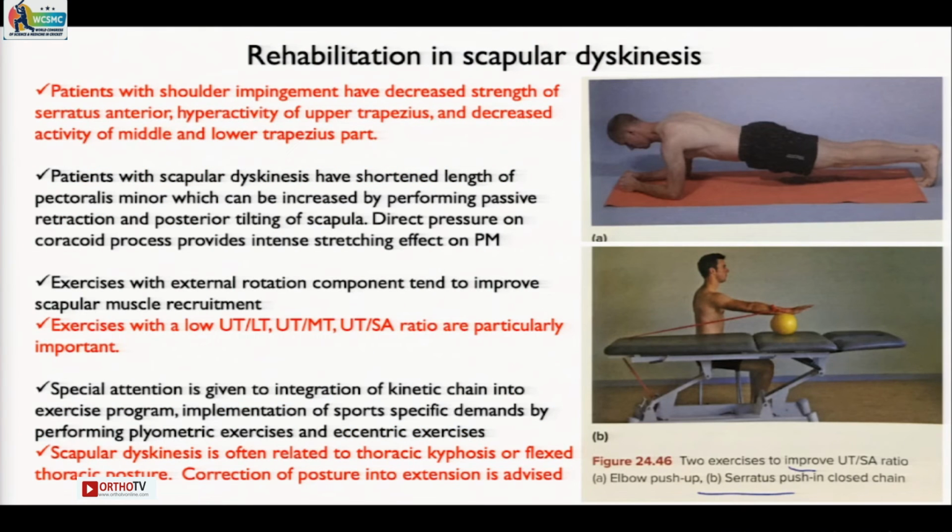In scapular dyskinesis, you should focus more on exercises of the lower trapezius as compared to the upper trapezius. There should be a low upper trapezius to lower trapezius ratio, and a low upper trapezius to serratus anterior ratio. Scapular dyskinesis is often associated with thoracic kyphosis. So you should promote exercises which promote scapular retraction instead of scapular protraction.